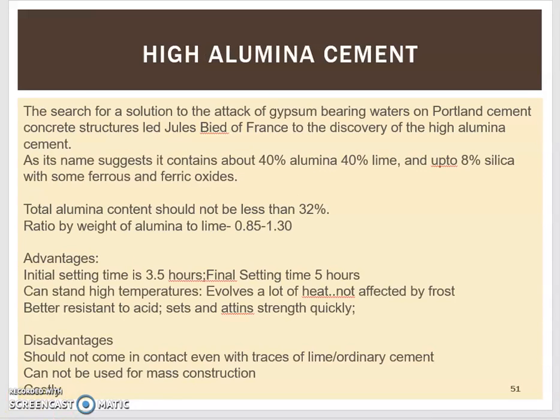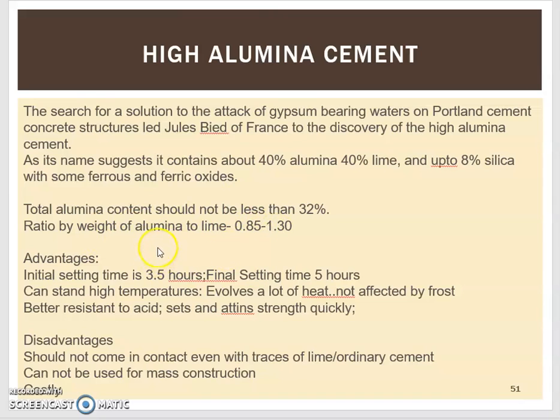Alright, next is high alumina cement. This is produced by grinding clinkers of bauxite and lime. The total alumina content should not be less than 32%. Approximately, usually it is around 40%. And the ratio by weight of alumina to lime should be in the range of 0.85 to 1.3.